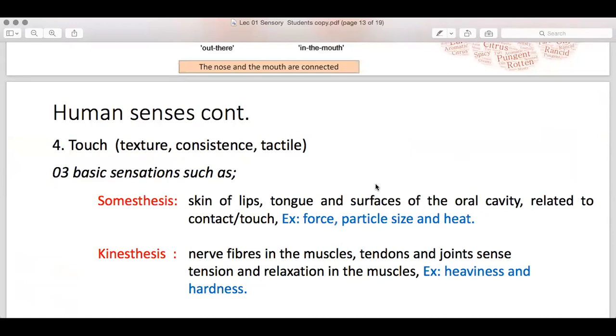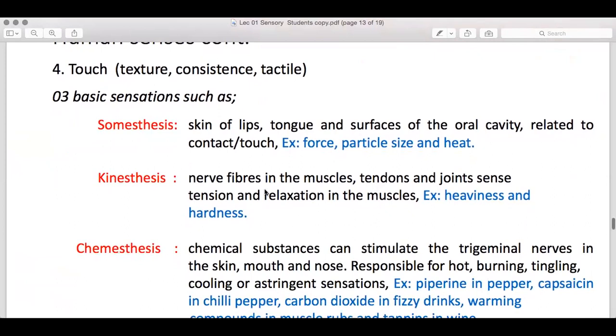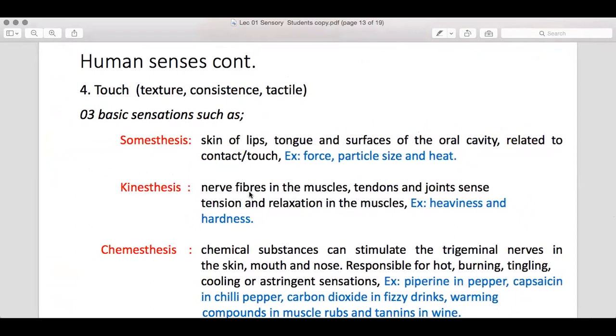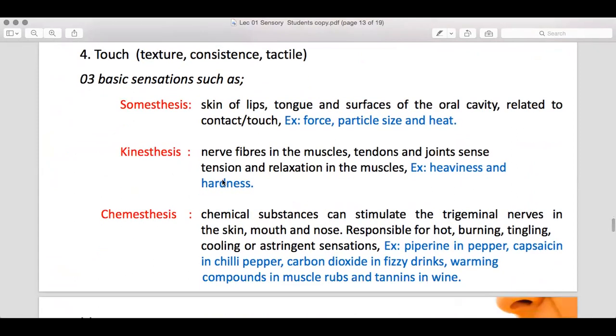And the fourth one is very important. It is touch. Sometimes we call it tactile, consistency, or texture. There are similar words, but our sense is touch. We can sense touch using our human skin. And there are three reactions, as you can see here: synthesis, kinesis, and chemistry. These are the three reactions.